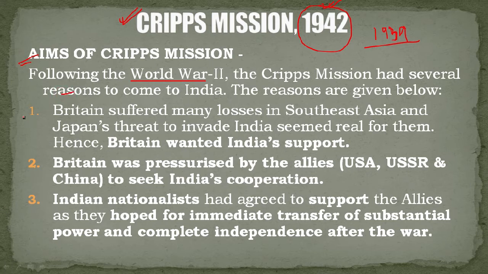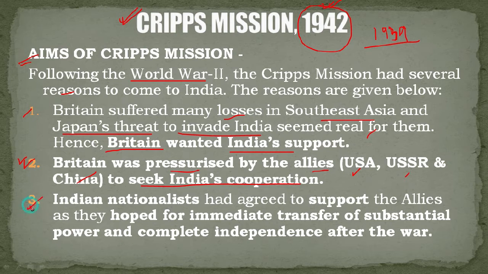We see that Britain suffered many losses in Southeast Asia, plus Japan's threat to invade India seemed real for them. And who was ruling India at that point of time? Of course, Britain. Therefore, Britain wanted India's support. Point number 2, we see that Britain was pressurized by the Allies. Who were the Allies in the Second World War? The prominent Allies were USA, USSR and China, and Britain was pressurized to seek India's cooperation. Actually, we see that Britain needed India's support in the Second World War.